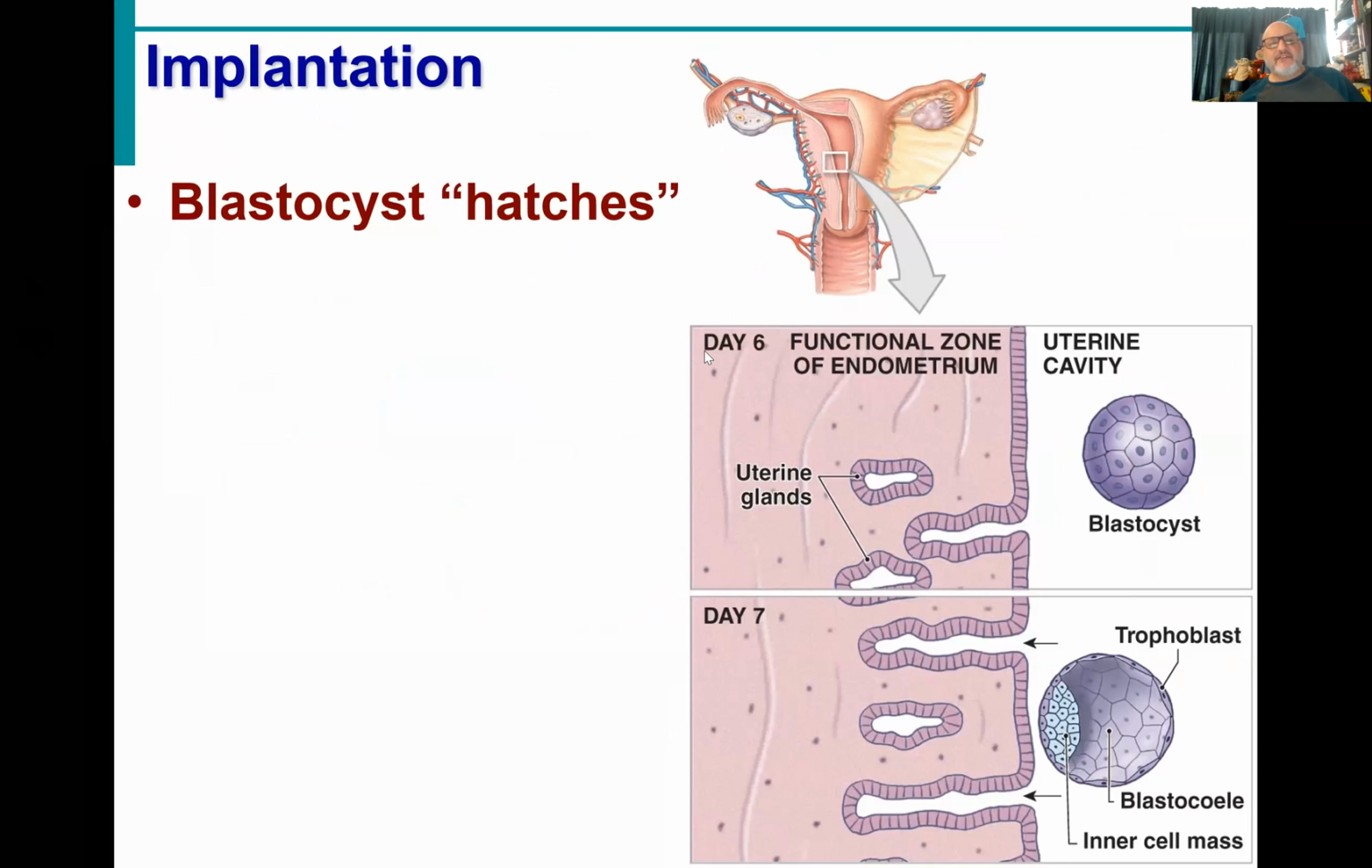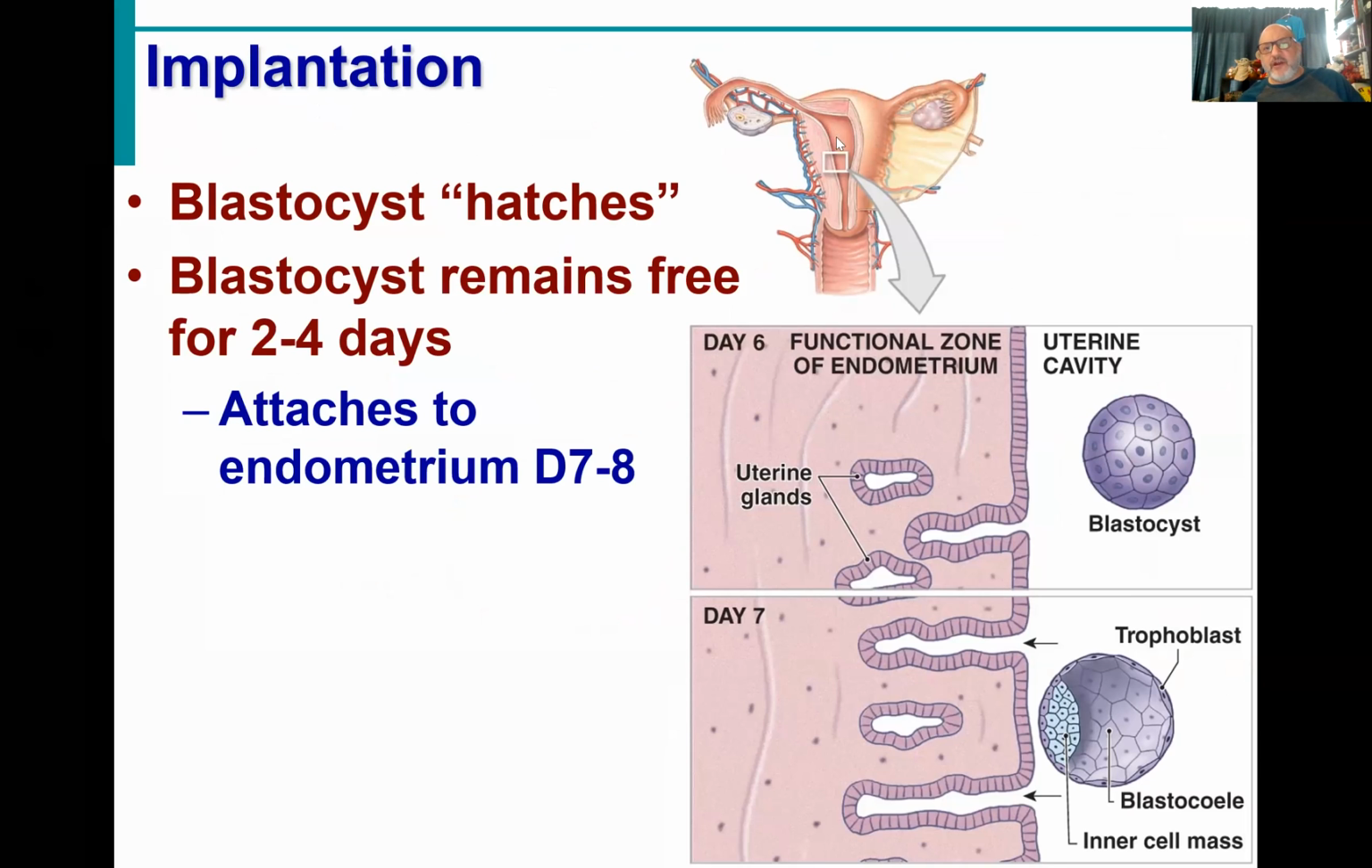All right, we left off last time, and as we mentioned, at around day 5, day 6, the blastocyst hatches from the zona pellucida, and it continues to float around inside the uterine milk, released into the uterus, for another couple of days. Then typically around day 7 or 8, a week after fertilization has taken place, it is going to attach to the endometrium.